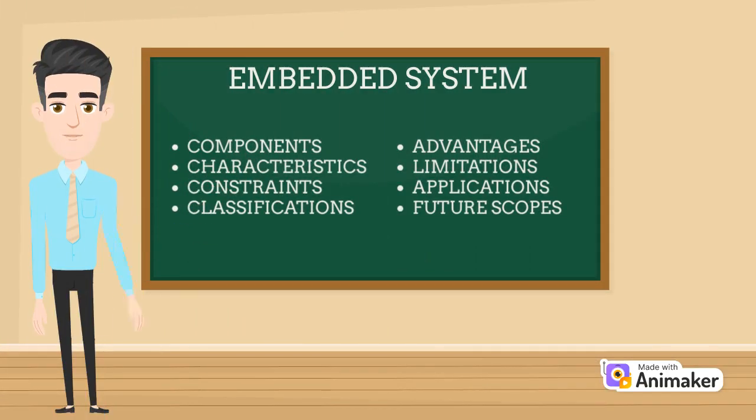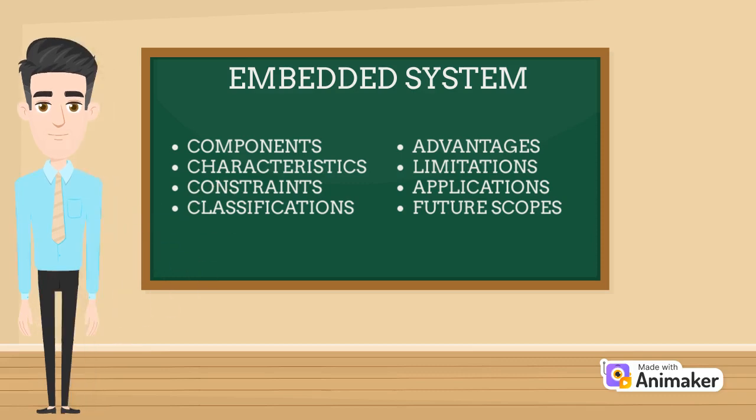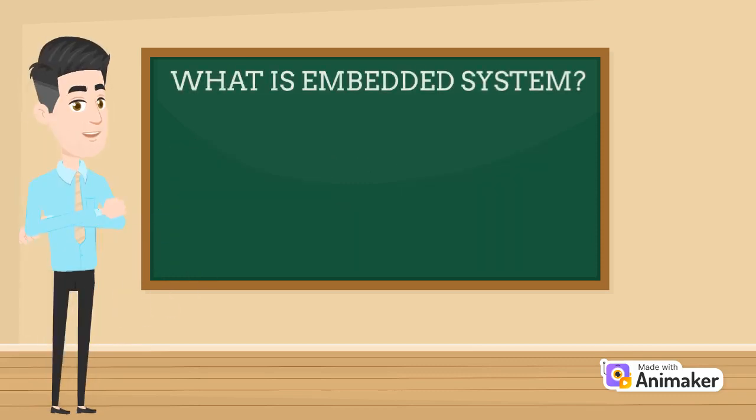Today, we're gonna discuss embedded system and its components, characteristics, constraints, classifications, advantages, limitations, applications, scope, and many more. So, what do you think embedded system is? Let's focus on its name first. It is based on two words.